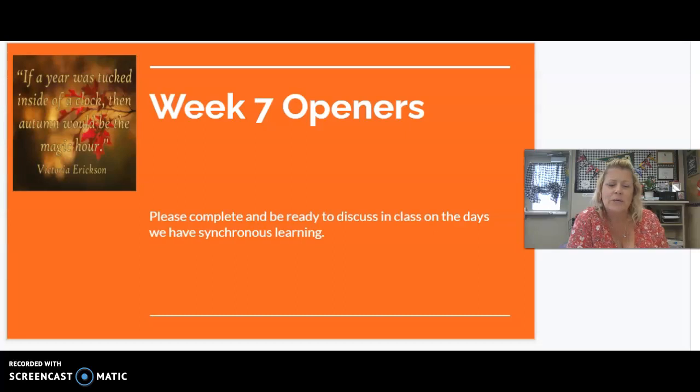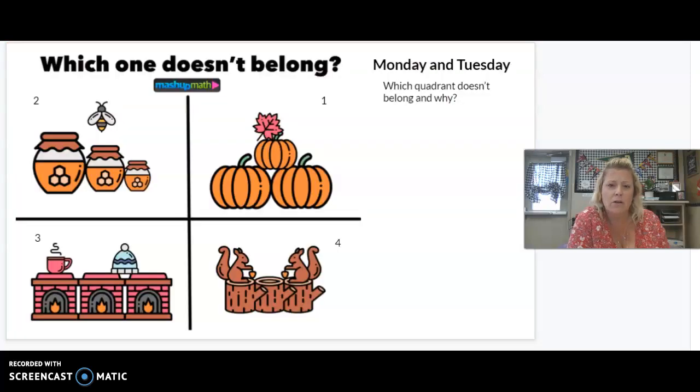Hi kids, this week's openers are a total of 3, and they are Which One Doesn't Belong. For Monday or Tuesday, depending on what day you're going to meet with me, you need to have this one completed, and I kind of have a fall or Halloween theme going this week. So you need to tell me which quadrant 1, quadrant 2, quadrant 3, or quadrant 4 doesn't belong and why.